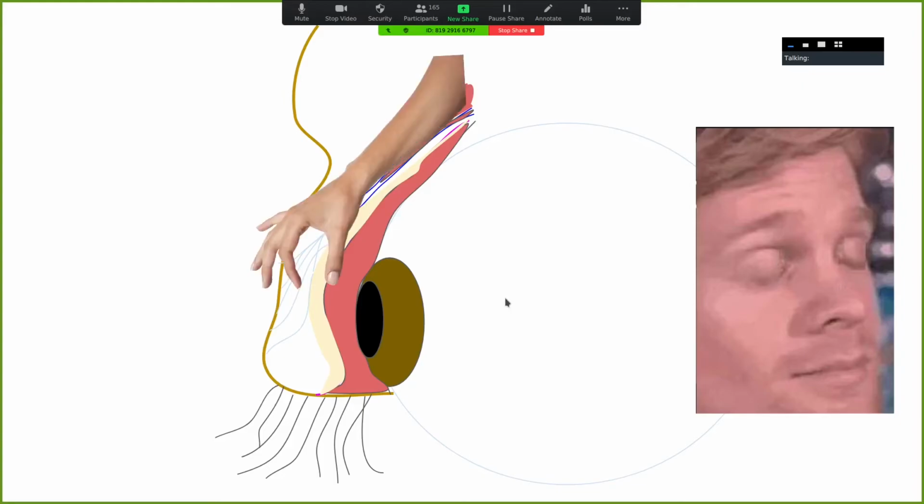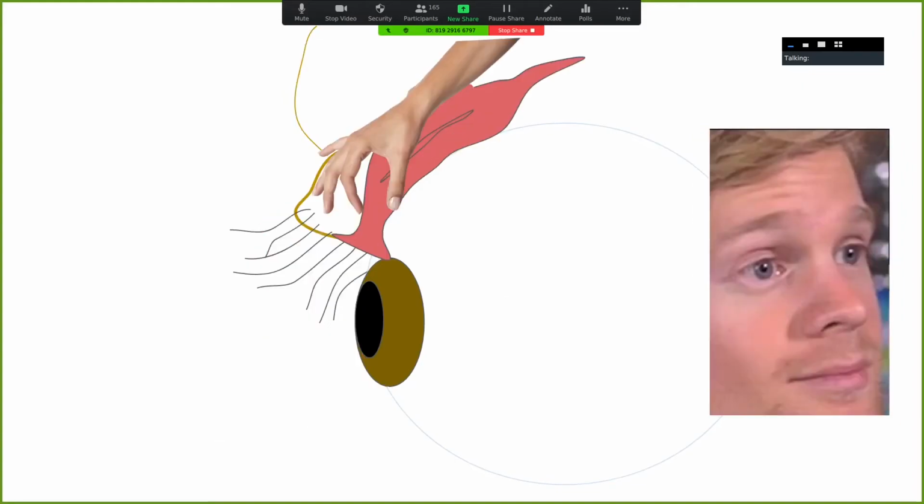So what does it do? It pulls up the eyelid like this. That's the function of your levator palpebrae superioris. So the rule is your iris must not be covered by the eyelid.